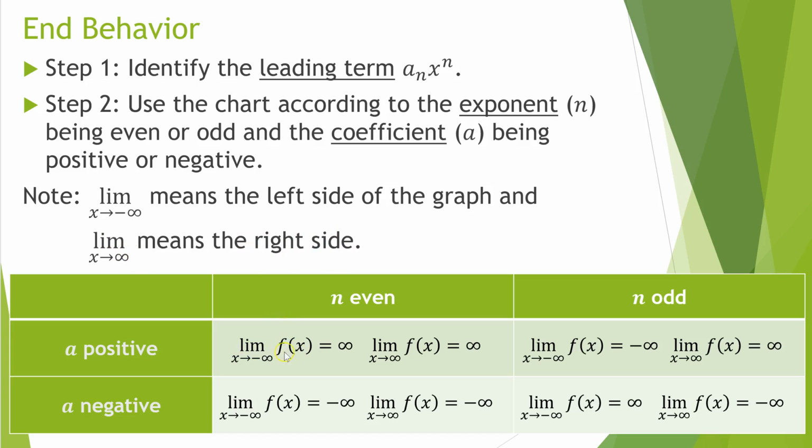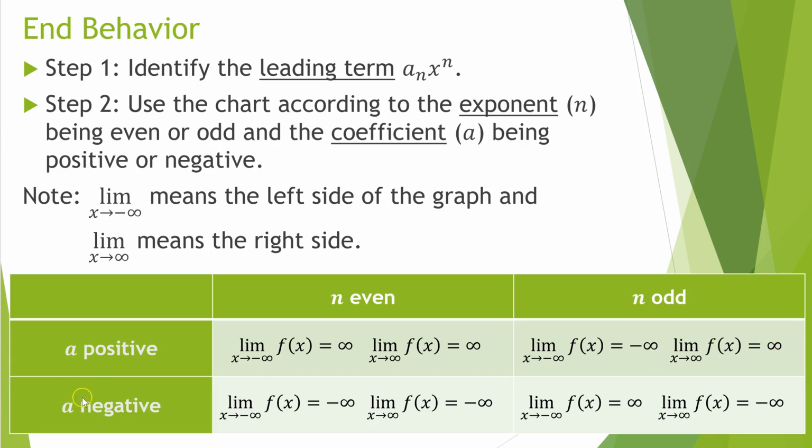So this table is saying on the left side of the graph, the y value is going to positive infinity, which means going up. On the right-hand side of the graph, the y value is going to positive infinity, which means it's going up. So when the coefficient is positive and the exponent is even, the graph goes up on the two outer ends of the graph. Here for the next situation, what if the coefficient was positive, but the exponent was odd? Well, then on the left side of the graph, it's going down to negative infinity. And on the right-hand side of the graph, it's going up to positive infinity.